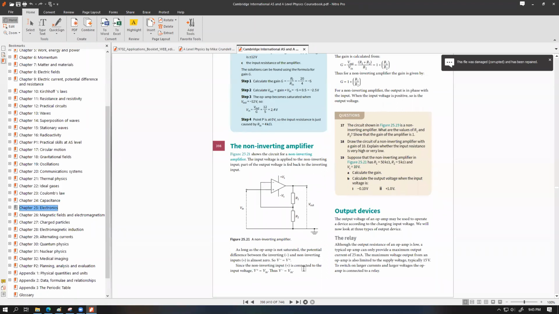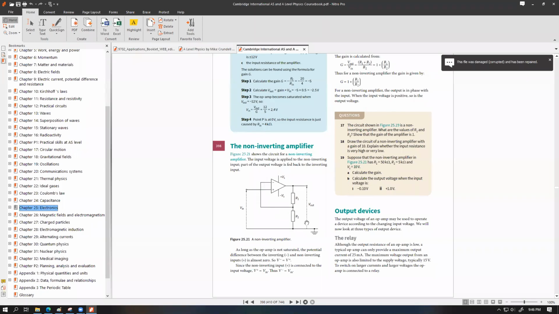Since the non-inverting input plus is connected to the input voltage, V plus equals V in, and V minus is also equal to V in. So the gain is calculated as gain equals V out divided by V in. V out is the total voltage over here, and V in is the voltage across the R2. So in this case, we are defining the V in. So have a look at the pathway for the approximation. V in is V plus. To avoid saturation, V plus is V minus. V minus happens to be the voltage across R2.